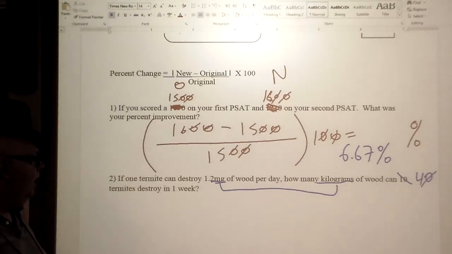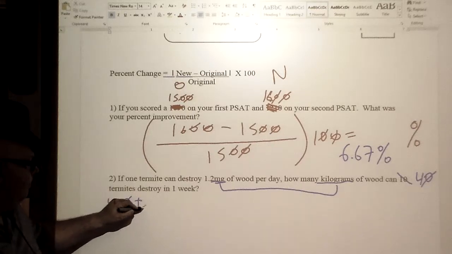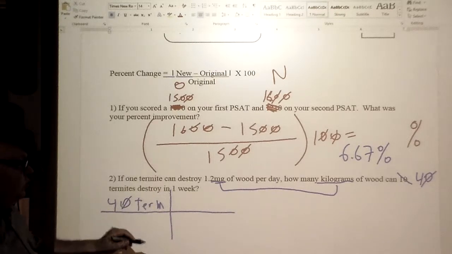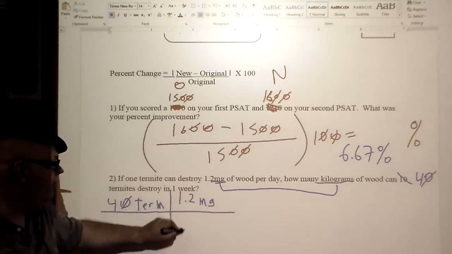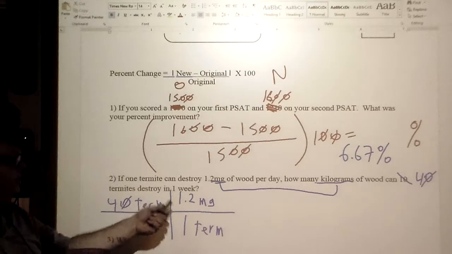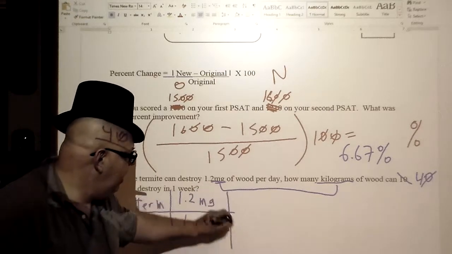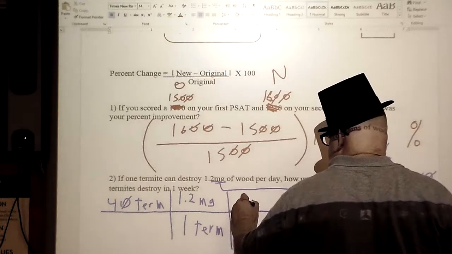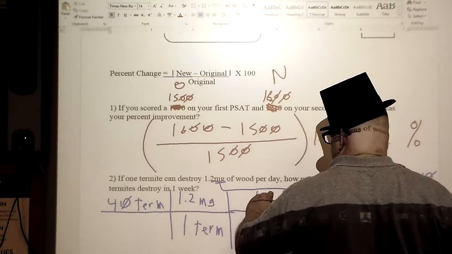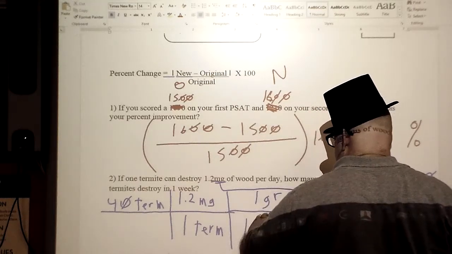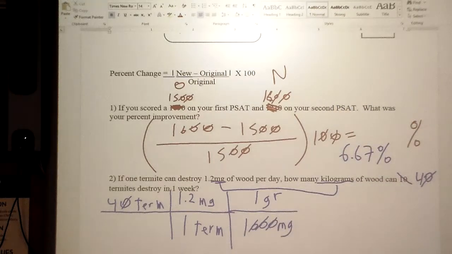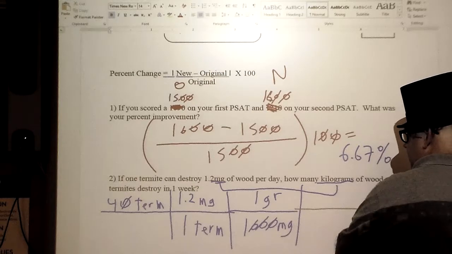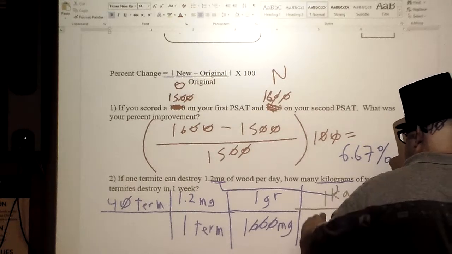So let's look at this. I've got 40 termites, and I know that each termite is going to do 1.2 milligrams of damage for one termite. I'm just setting up the factor label thing here. Now, in that process, I need to change the milligrams into kilograms. I know that 1 gram is equal to 1,000 milligrams. And I also know that 1 kilogram is 1,000 grams.